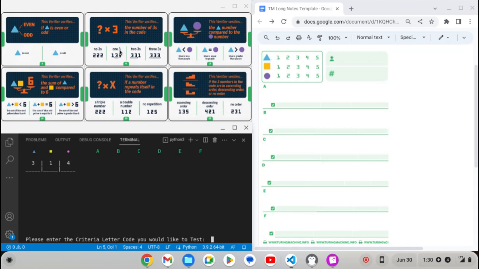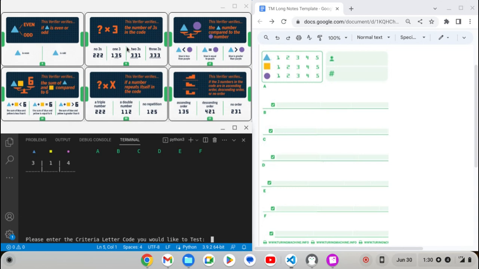So on the grid above, we've got our 6 criteria cards. On the top row, we've got criteria card A, criteria card B, and criteria card C. On the bottom row, we've got criteria card D, criteria card E, and finally criteria card F. So criteria card A looks at the first digit, the triangle digit, and the Turing machine will let us know whether its value is an even or an odd.